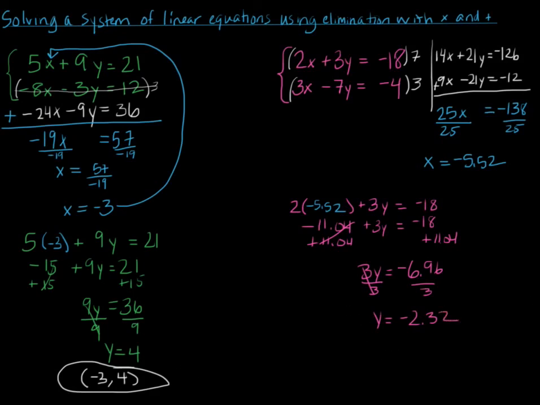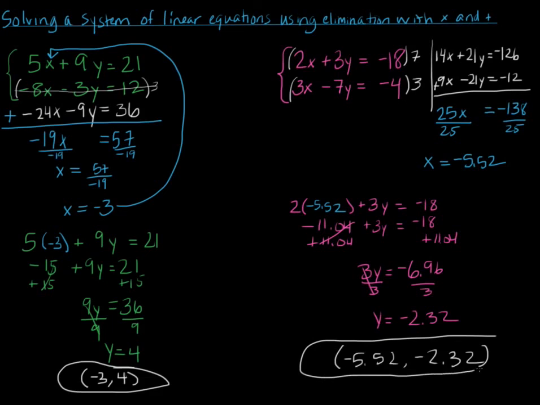And so our final answer here is negative 5.52, comma, negative 2.32. Again, those are not rounded, those are exact answers. If you couldn't find an exact answer with decimals, you should leave it as a fraction. And that is how you solve a system of linear equations using elimination.